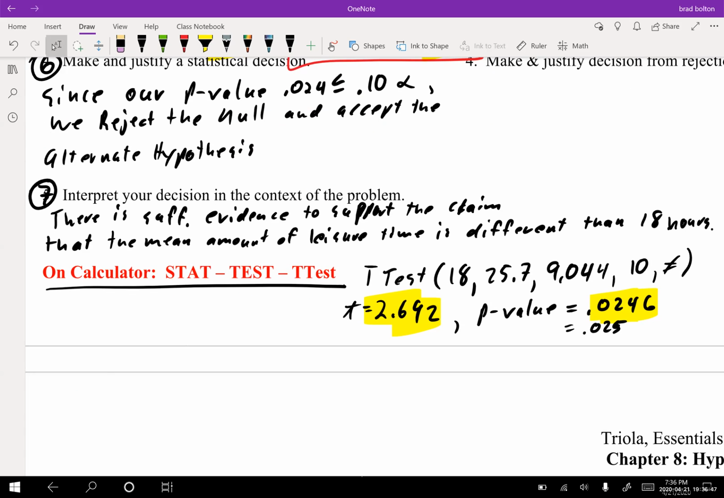Now here's the thing. Notice that the calculator told me the p-value without having to double it. That's because you told the calculator that it was a two-tailed test. So it already knew to give you the p-value doubled. So it gave you the correct answer right out the gate. So that's why it's kind of nice to deal with problems like this on the calculator, because they kind of give it to you ready to go.